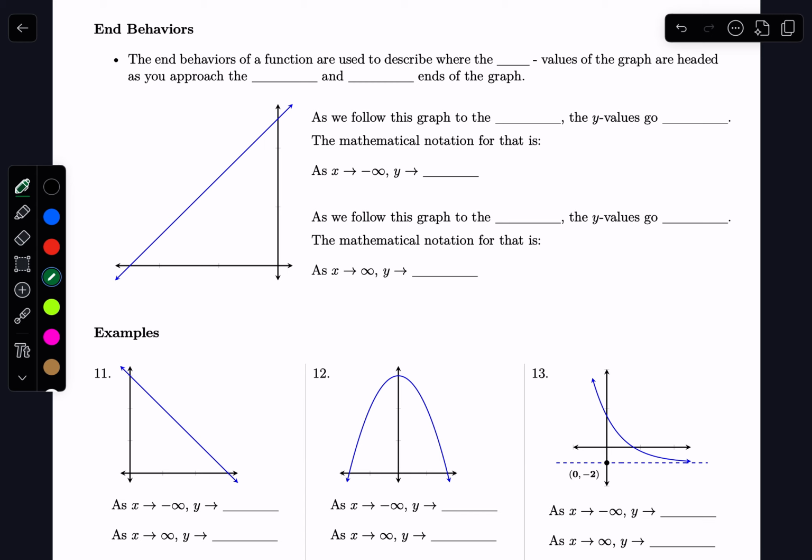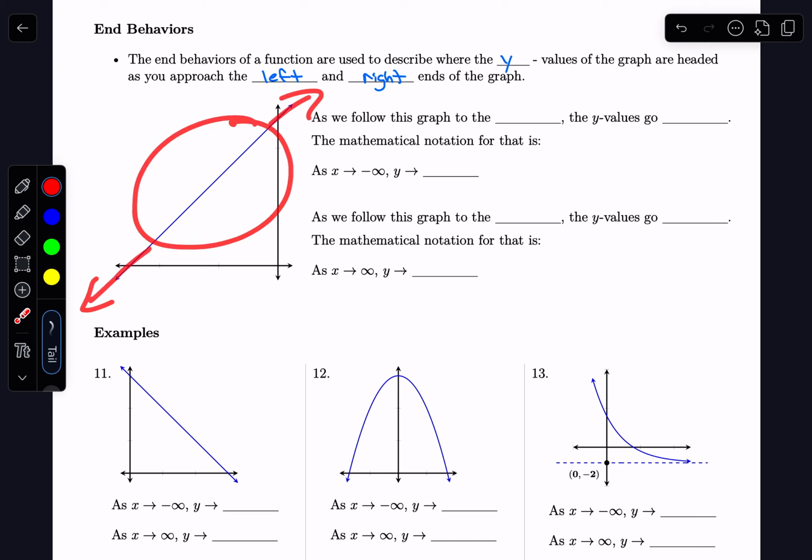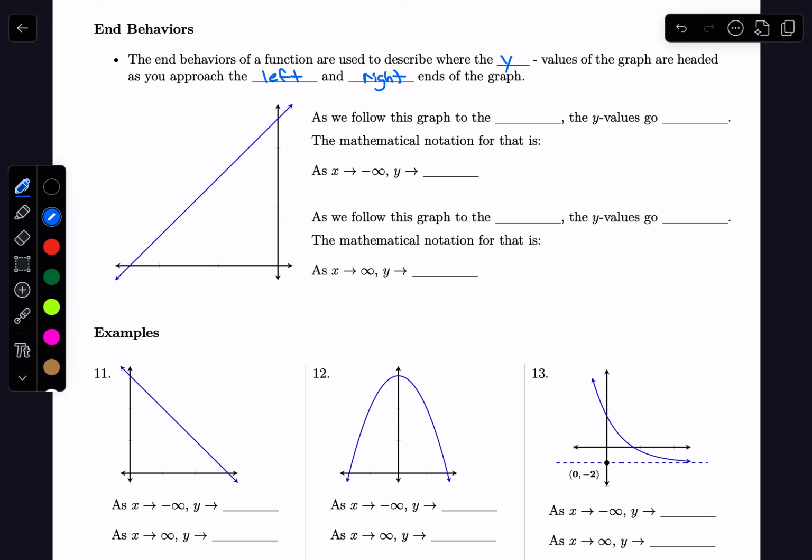So the end behaviors of a function are used to describe where the y values of the graph are headed as you approach the left and right ends of the graph. So we want to know what is the far left doing and what is the far right doing. We don't actually care what's happening in the middle when we talk about end behavior. We just care far left and far right. And we have some notation that allows us to say this easily.